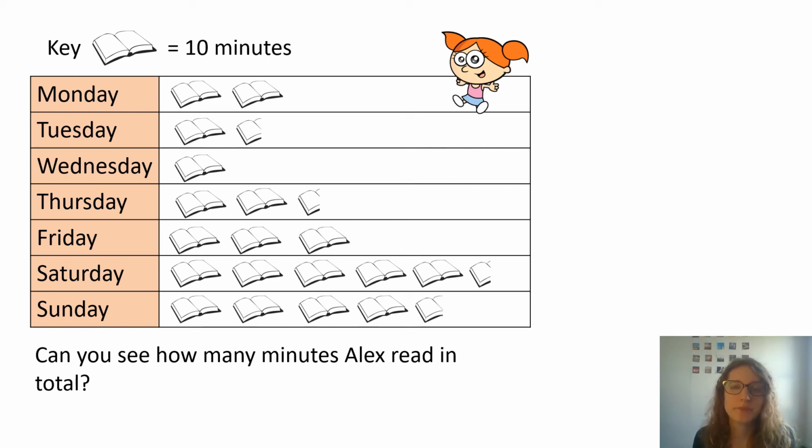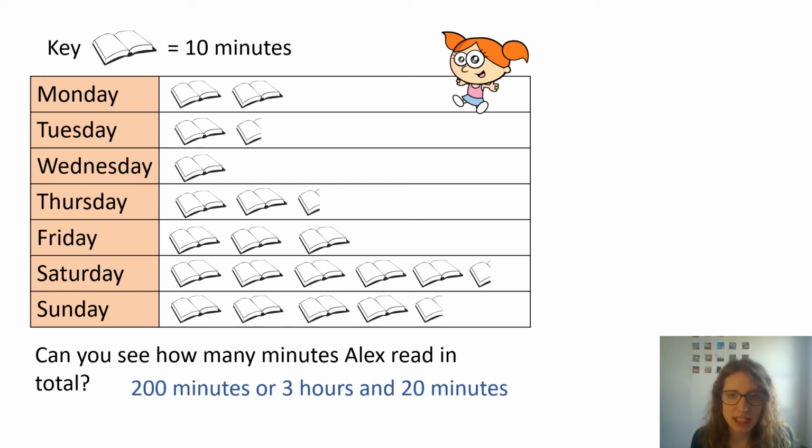So we've got 10, 20, 30, 40, 50, 60, 70, 80, 90, now we're on to Saturday, 100, 110, 120, 130, 140, down to Sunday, 150, 160, 170, 180. So now we need to add on the 5s as well. So we've got 5, 10, 15, 20.